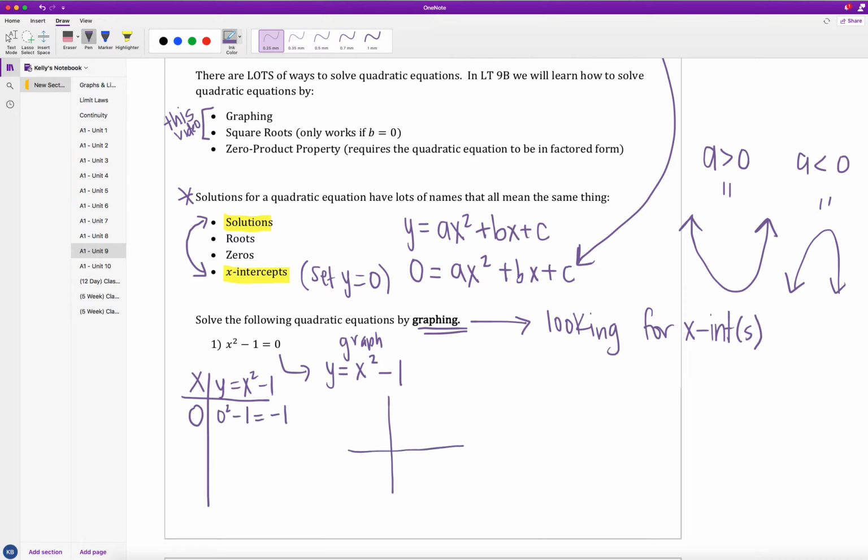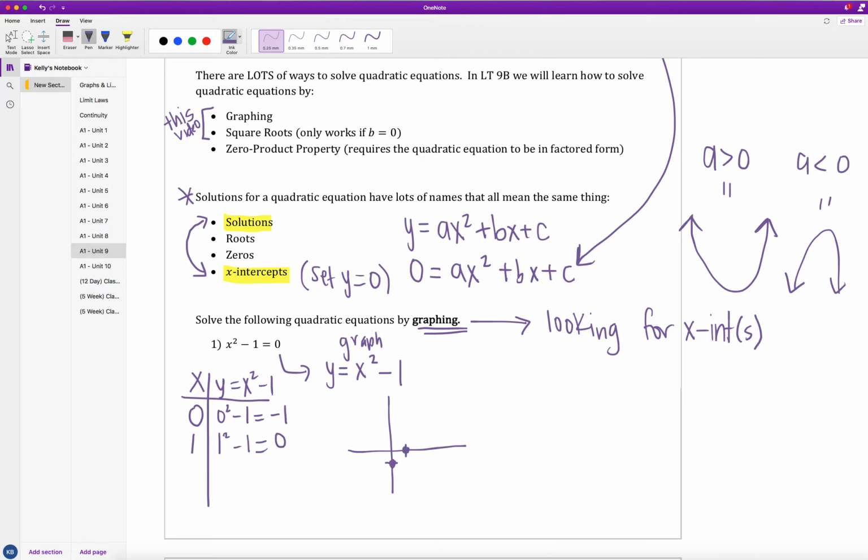So let's start plotting this on our graph. I'm down here at 0, negative 1. For our next point, why don't I go ahead and sub in 1? We get 1 squared minus 1. Well, that's going to give us 0. So I have the coordinate pair 1, 0 then.